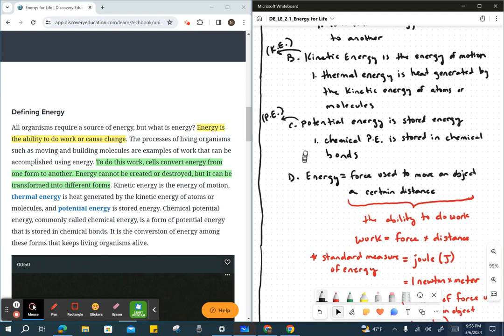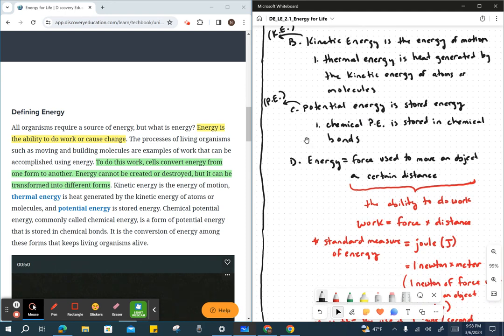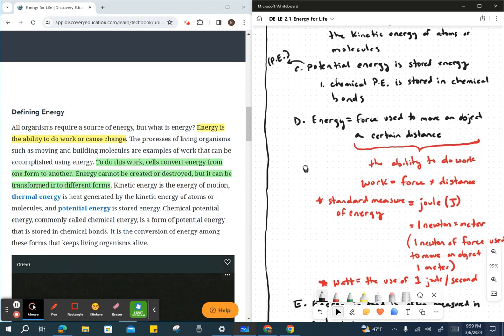There is also potential energy, abbreviated with the letters PE. And if you recall, we say that potential energy is stored energy, and there are various forms of potential energy. In this case, we're talking about chemical potential energy stored in the chemical bonds.